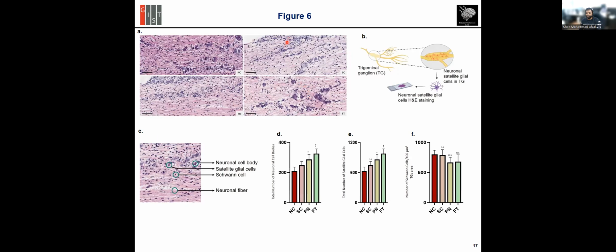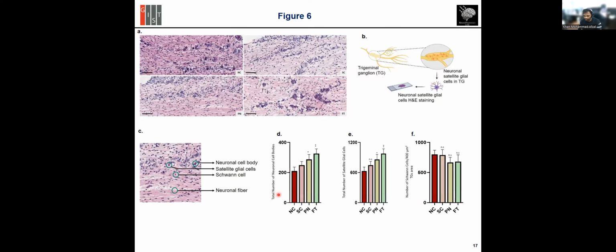And finally, figure 6 is the upward pathway, which is the trigeminal ganglion. We checked neuronal satellite glial cell activity and Schwann cell activity through H&E staining. Here you can see this one is the neuronal cell body, and surrounding it the smaller ones are the satellite glial cells, while the lines are the nerve fibers, and surrounding the cells are the Schwann cells.